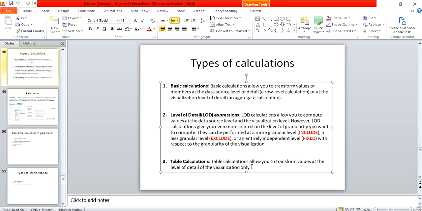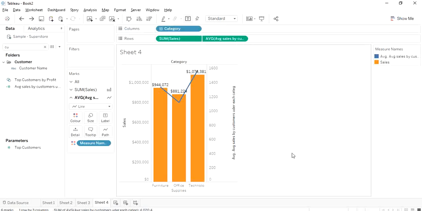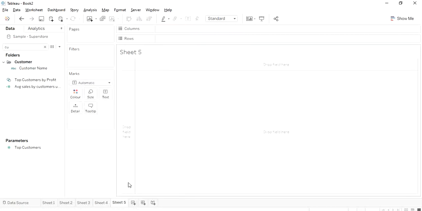It's so easy that with a click you can get this, and this is provided by Tableau itself on the view, which is why it's called table calculations, because it's only available on the table, on the view. So let me create a new sheet and show you right here.